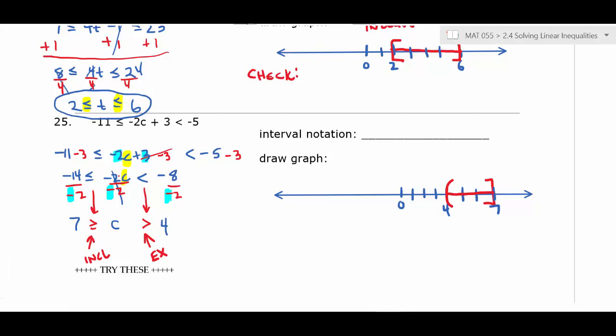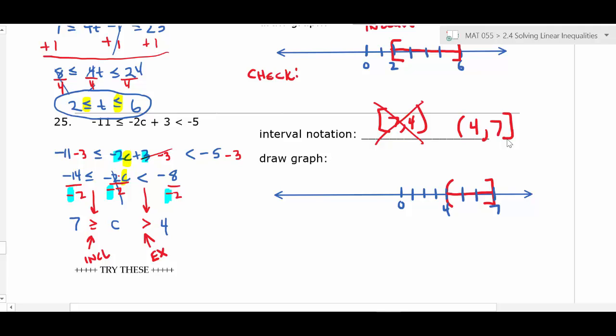Okay. Now, interval notation, do not do this. I see students do this all the time. They want to say 7, 4. It's totally wrong. Put it in order. You want to go 4, 7 with a bracket like that.